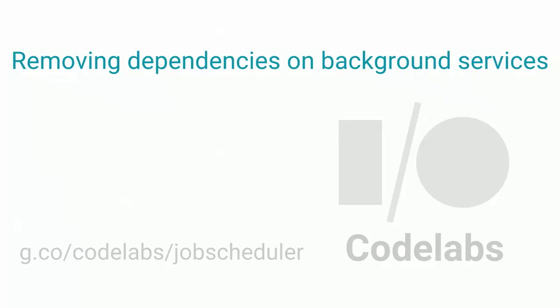The iOS version is absolutely coming soon. We also have a code lab for you called Removing Dependencies on Background Services, and that's available at g.co/codelab/jobscheduler. We encourage you to check it out. In there, we go over a sample app, and we talk about removing dependencies on background services and converting to this new job-centric world. This is a great way to make sure that your app is more battery efficient and works even better on newer versions of Android and iOS.